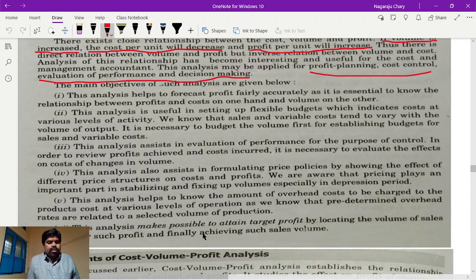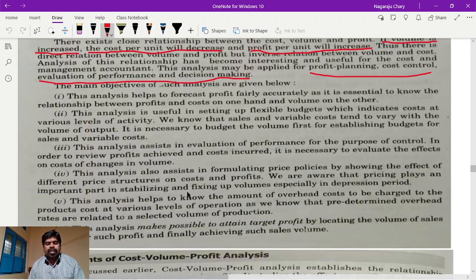In performance evaluation also it can be used, and formulating price policies also it can be helpful, and overhead analysis. We may say predetermined cost also can be possible because of this marginal CVP analysis. It makes it possible to attain target profit by locating the volume of sales required for each profit and finally achieving such sales value. So these are the objectives of CVP analysis.